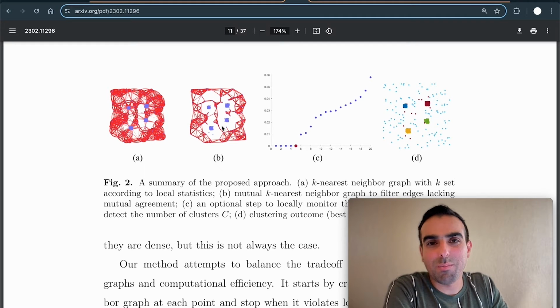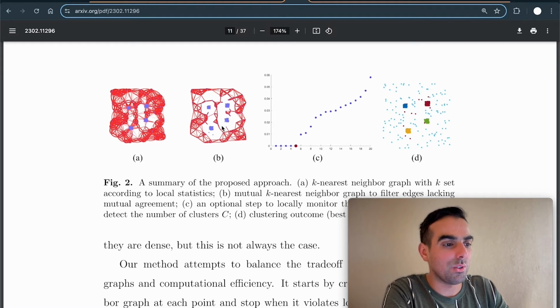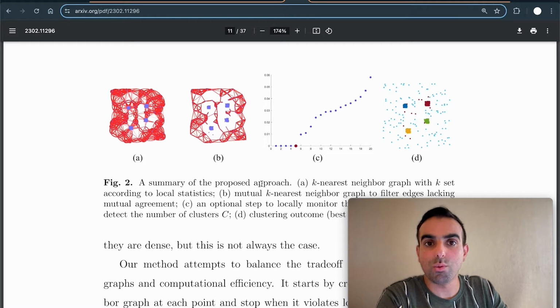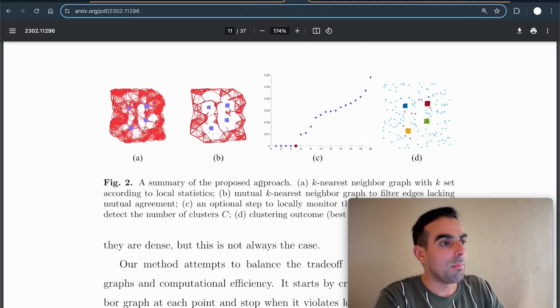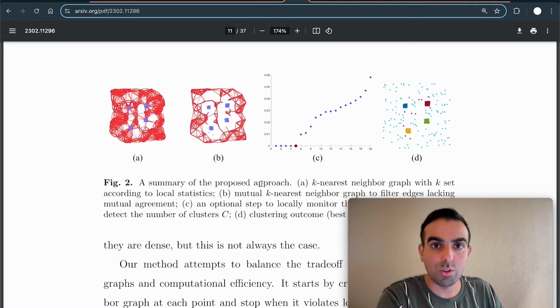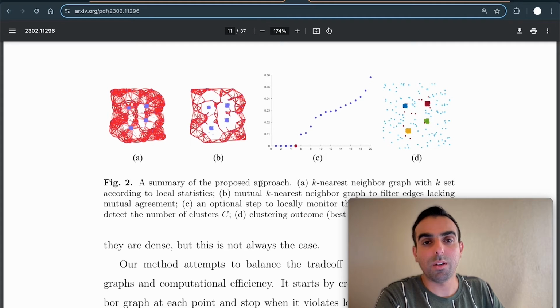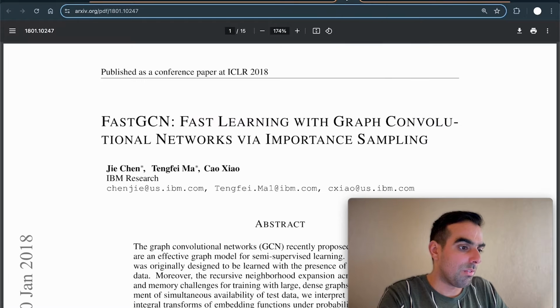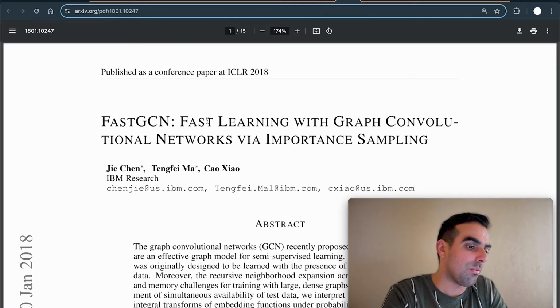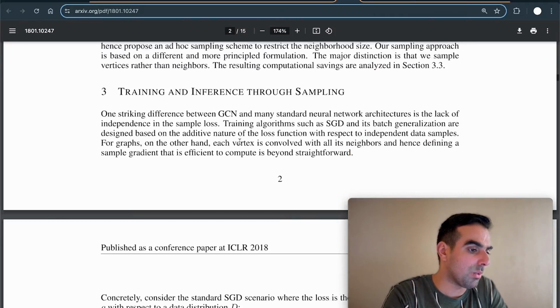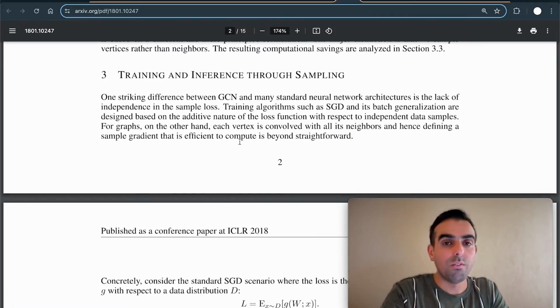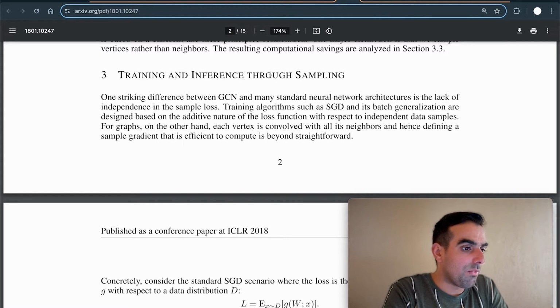So this was a historical background on doing sampling or doing approximation on graphs using spectral clustering. Now let's move to graph neural networks and see how sampling is done. But before I jump into the papers, I just want to read about why we need sampling for graph neural networks. So if you go to the FastGCN paper, Fast Learning with Graph Convolution Networks via Importance Sampling, and go down into section 3, they explain very clearly why we need sampling to perform stochastic training for graph neural networks. So training and inference through sampling.